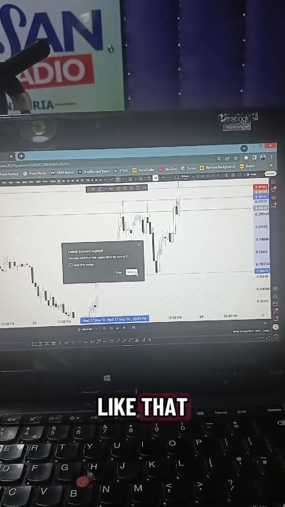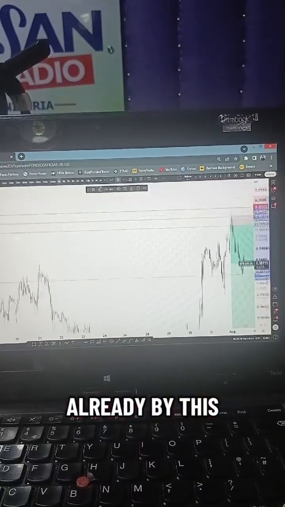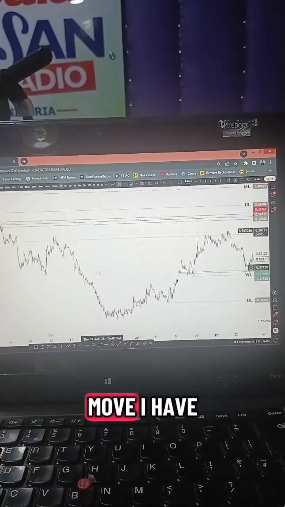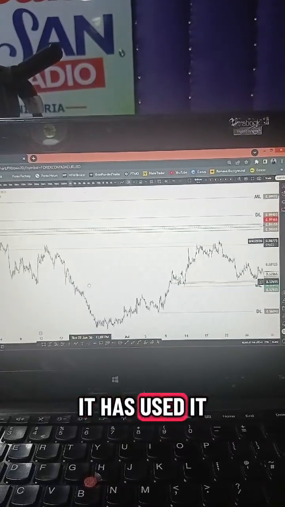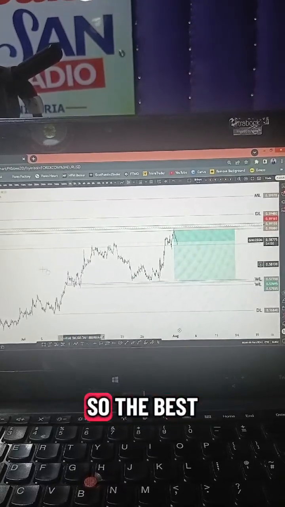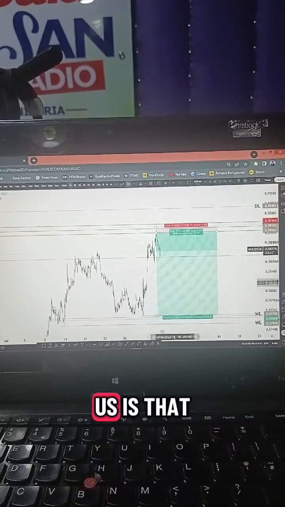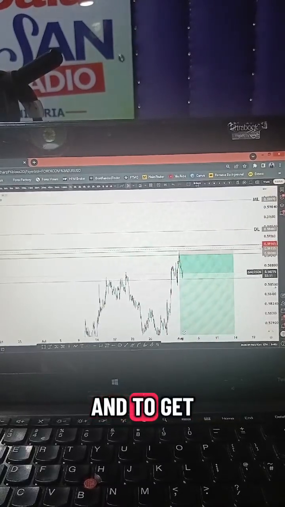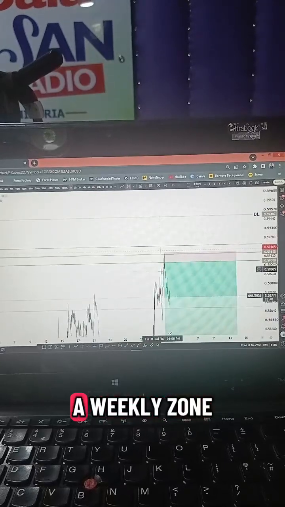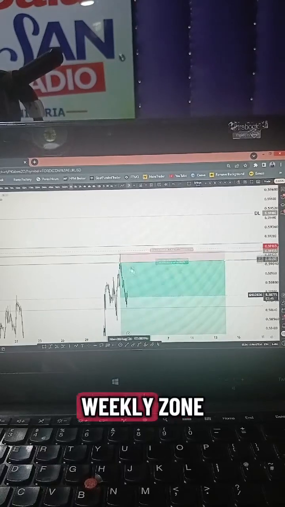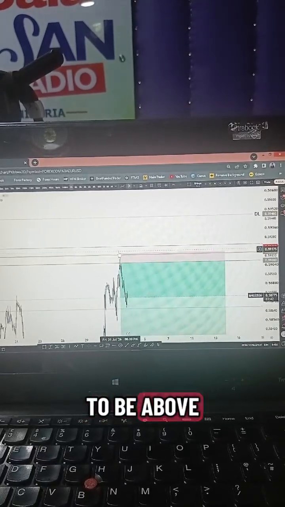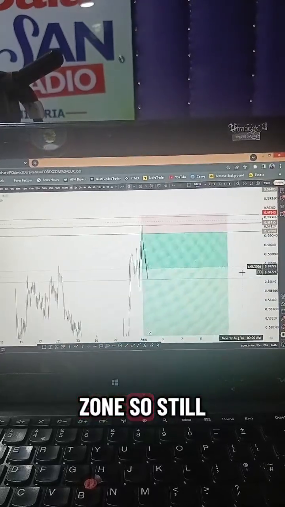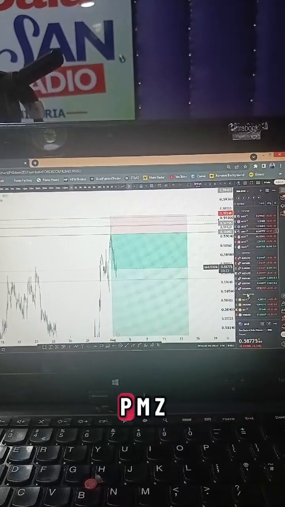So if I should pick it like that, you will see that that zone has been used already by this move. Is it this move or which move? One of the moves, I think this move here. So it has used it, they engineered the daily liquidity or this one. So the best trade for us is that weekly. Do we have a weekly zone? And to get it, we have a weekly zone. So this green line is our weekly zone. So if we are to pick it, it's meant to be above here, right? So that's our zone.